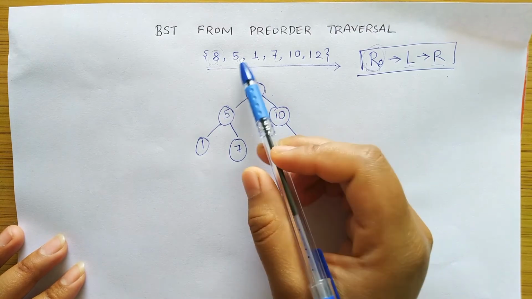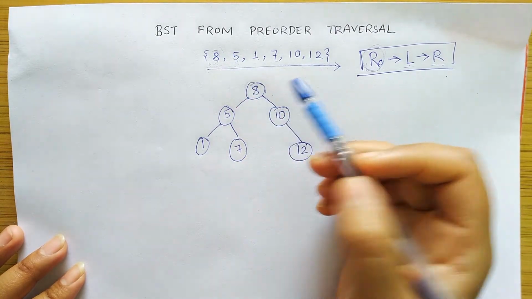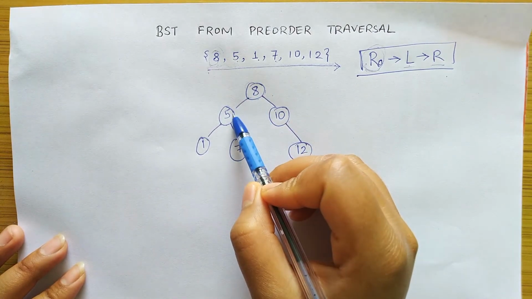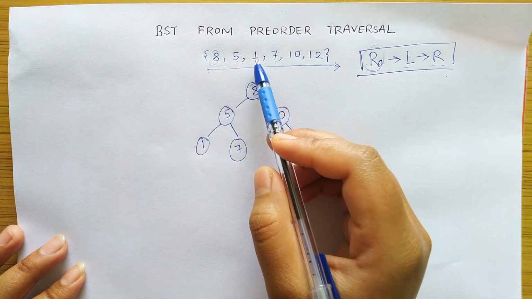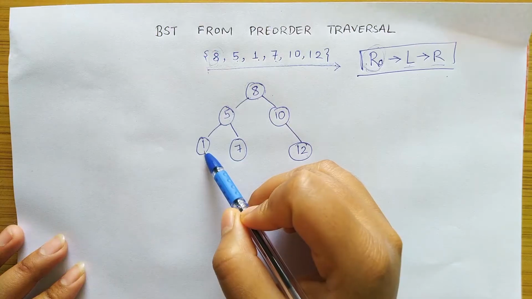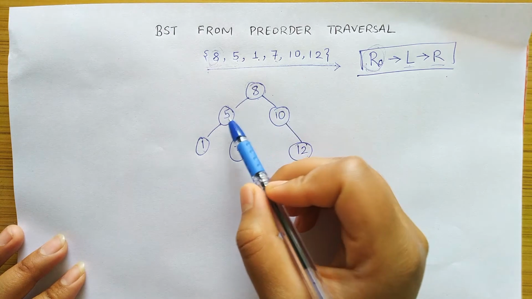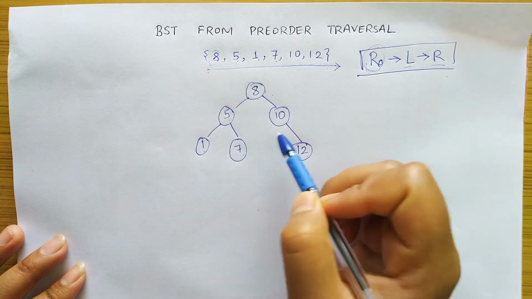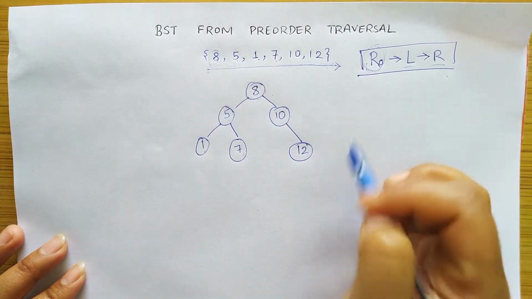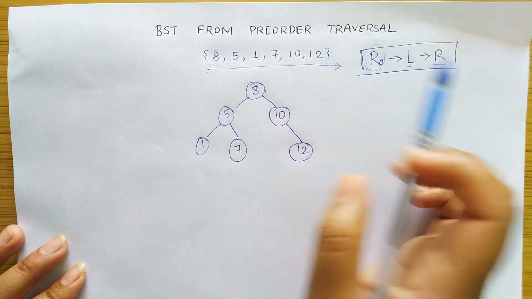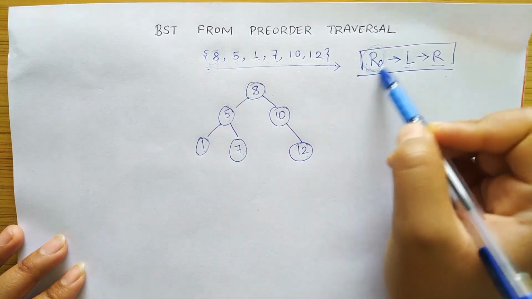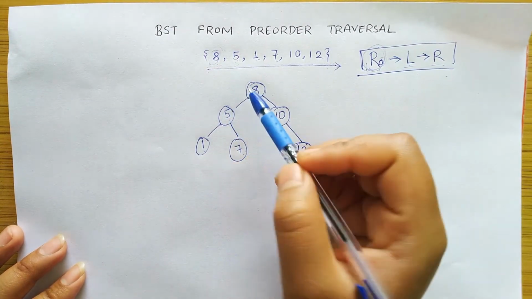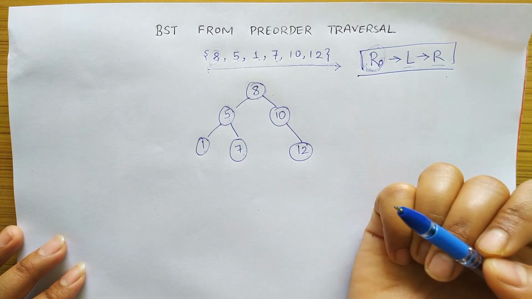Now what happens is we check for 5. It is smaller, so we keep it on the left side. Then we have 1. Now 1 is smaller than 5, so we keep it on this side. And 7 is greater than 5, so we keep it on this side. So this is how we will form this tree using the preorder traversal, meaning that the root will be traversed first, then the left side, then the right side.